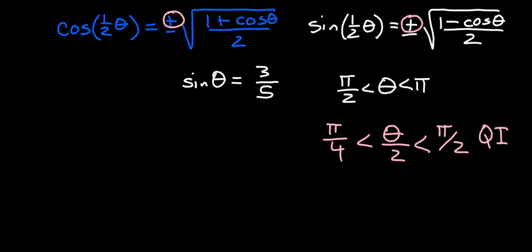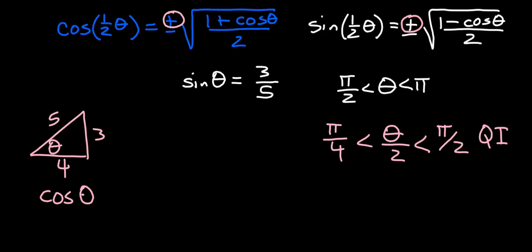Now, I've got to figure out what cosine theta is. Well, we've got 3 over 5. This is sine, opposite over hypotenuse. The adjacent side is 4 from the Pythagorean theorem. So now here's what we have: cosine theta is equal to 4/5.